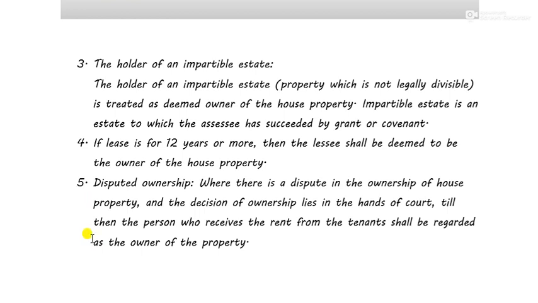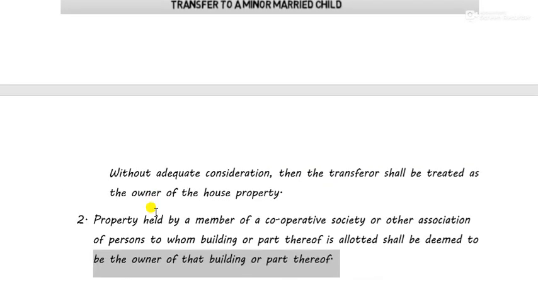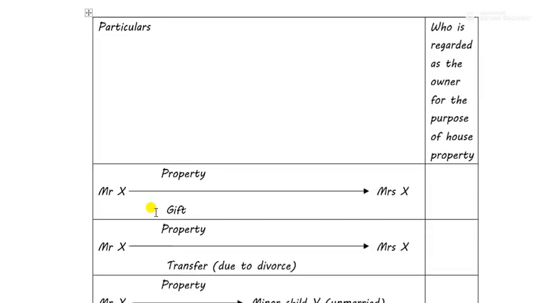The tax officer says, okay, but who receives the rent? If Mr. A receives the rent, then okay, you will pay the tax. If Mr. B is the person who receives the rent from the tenant, then Mr. B will pay the tax. So number 4 and 5 are quite easy. You'll have to work on number 1, especially transfer to spouse or minor child.